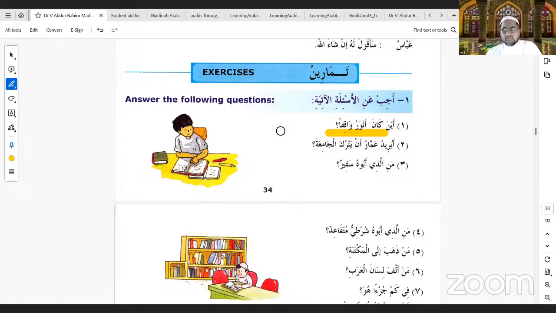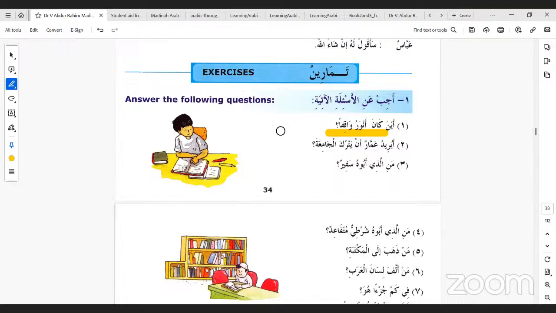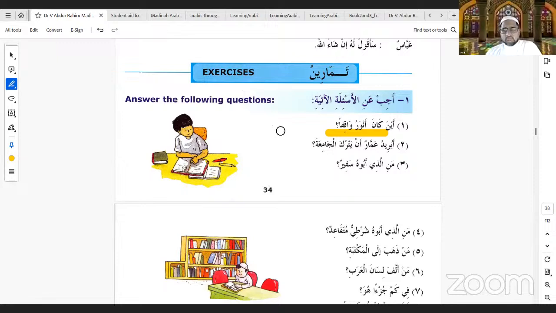Kana waqifan kharij al-fasli. He was standing outside the classroom. Correct. Kana Anwaru waqifan kharij al-fasli. Correct.